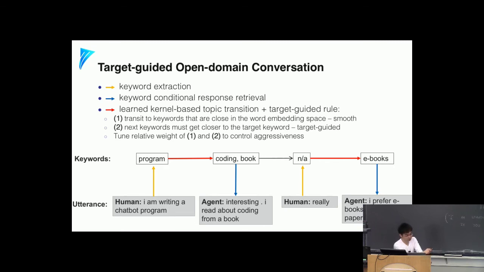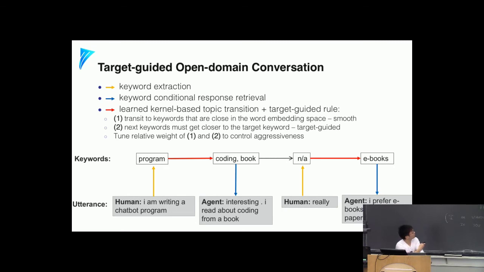We use two strategies here. First, to make sure this transition is smooth, we require the agent to transition to keywords that are close in the word embedding space to the original keywords. So let's make sure this transition is smooth, because the semantics of the next keywords is similar to the semantics of the original keywords.